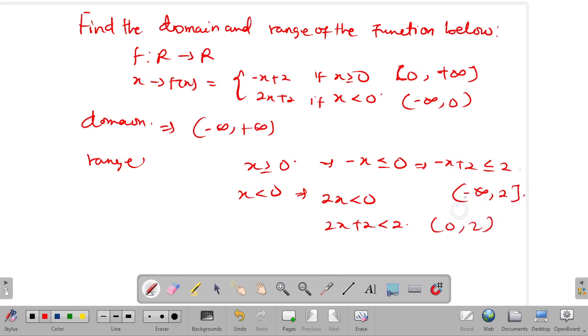Therefore, we take the bigger range. Sorry, this is negative infinity, not 0. So this is negative infinity to 2. Therefore, the range is simply negative infinity to 2 inclusive. And that is all. Because range is all assigned output and it was assigned here at this part, you have to include it. We just merge, okay? And that is all.